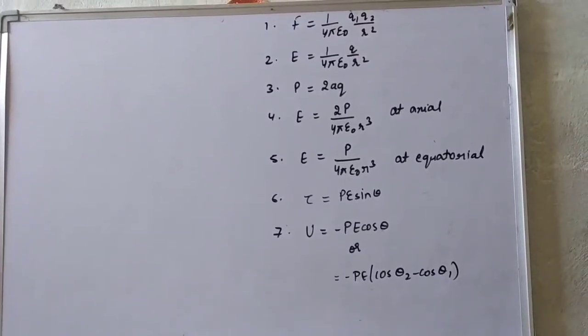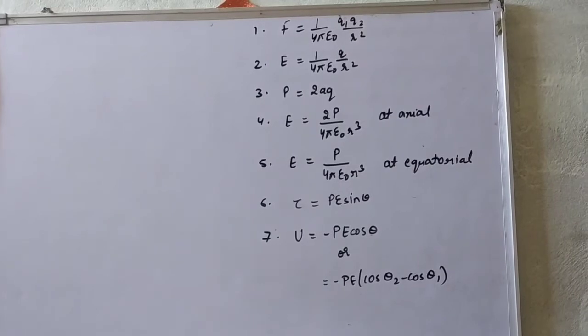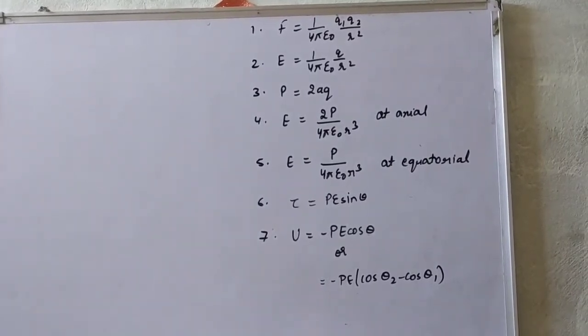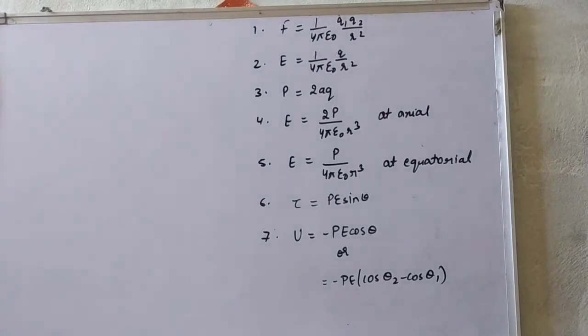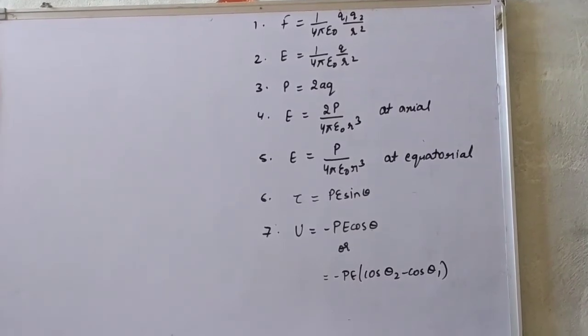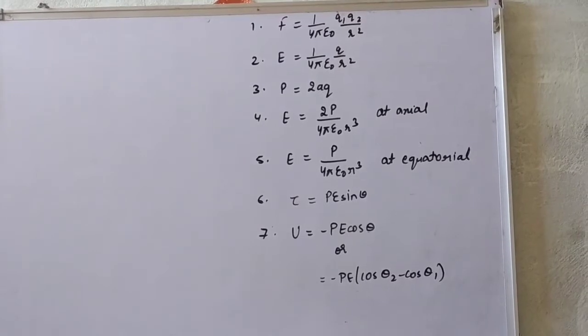Hello students, today's class is all about the numericals for the electric field, and these 7 formulas we are using today to solve the numericals. Okay, so the first formula is the force between two charges, that is 1 upon 4 pi epsilon naught q1 q2 upon r square. Second is for electric field. Third is for dipole moment.